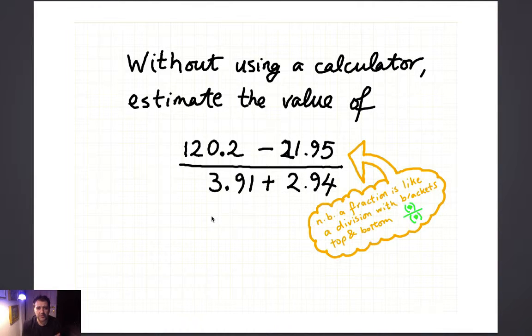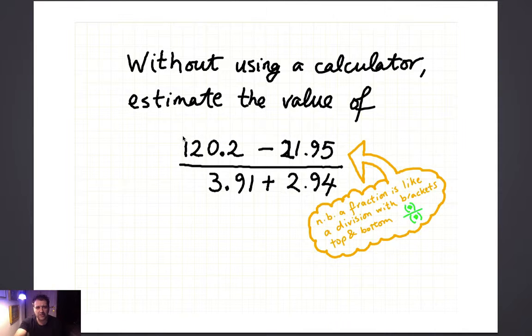So we've got, without using a calculator, estimate the value of 120.2 minus 21.95 divided by 3.91 plus 2.94. And I've just put a note: a fraction like this is like a division with brackets top and bottom.